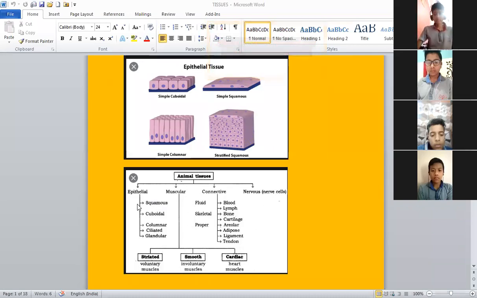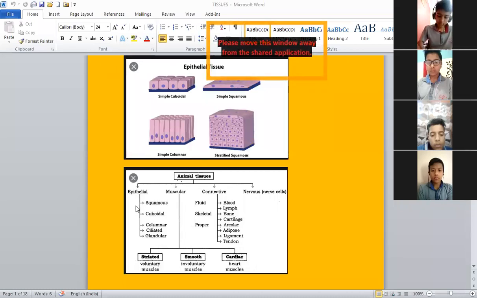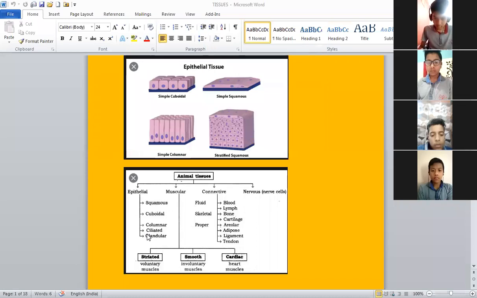Then again, epithelial tissues are divided into several classes: squamous epithelial, cuboidal epithelial, columnar epithelial, ciliated epithelial, and glandular epithelial. First of all, we are going to study about epithelial tissue. As you can see on the screen, this is the picture of simple cuboidal epithelial tissue.